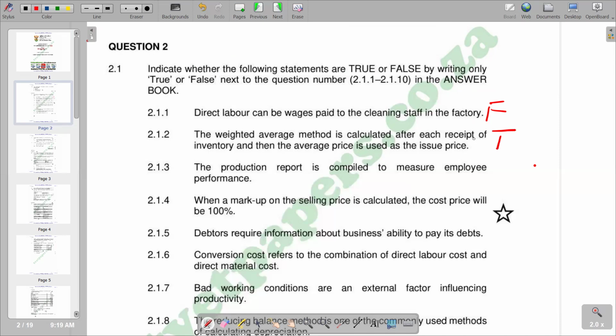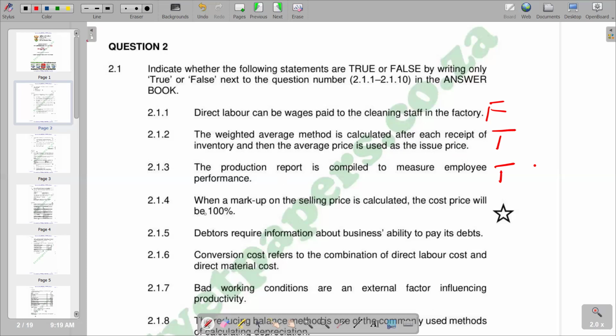Then I will go to 2.1.3. The production report is compiled to measure employee performance, which is also true. Let's take note that the production report basically provides managers and employees with clear, detailed information about a manufacturing company's production data. So basically, that's a production report.